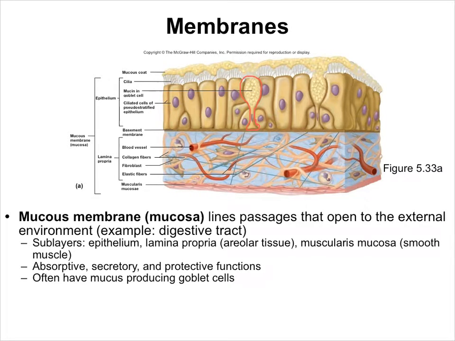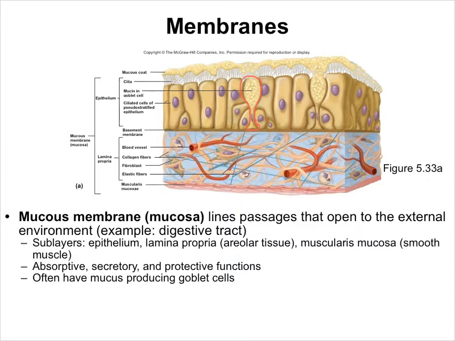And then you have a connective tissue layer called the lamina propria, which is mostly areolar tissue. And through that you have blood vessels and collagen fibers and elastin fibers and fibroblasts and white blood cells and macrophages and nerves and stuff like that running.